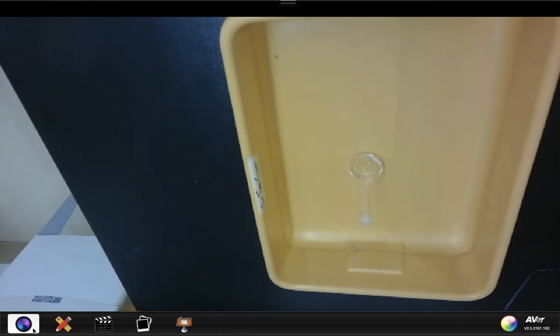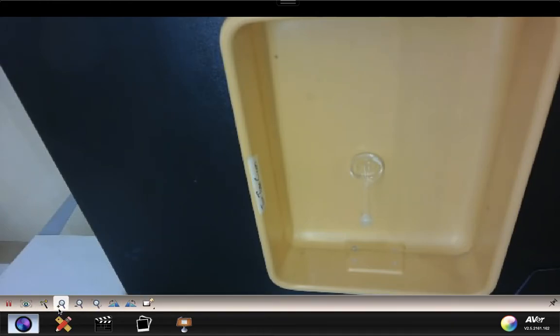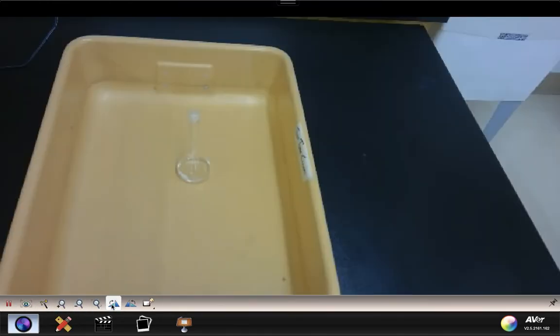And I might actually go ahead and rotate the screen around a little bit, because I noticed that it was upside down as I looked at it.